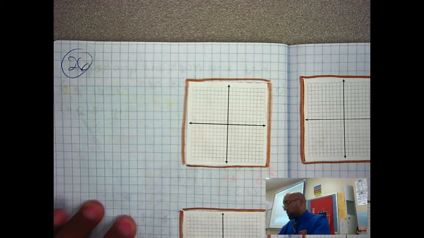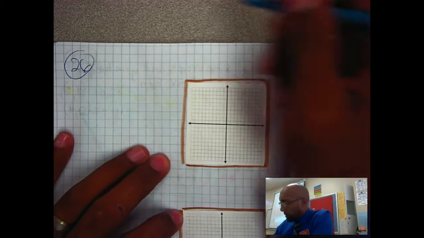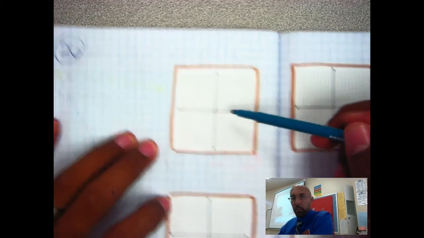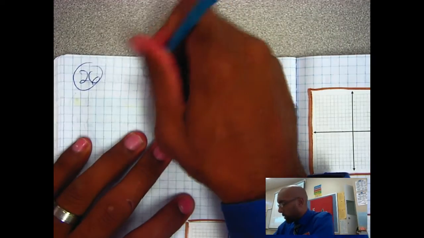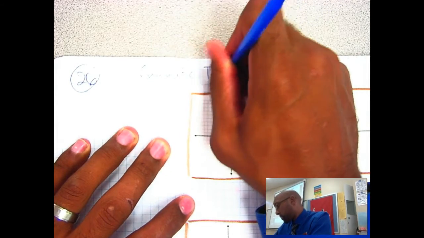All right, Algebra 2, here goes nothing. All right, so this is on page 26. Again, these are the four graphs that you guys glued into your notebook. We're going to call this quadratic transformations.